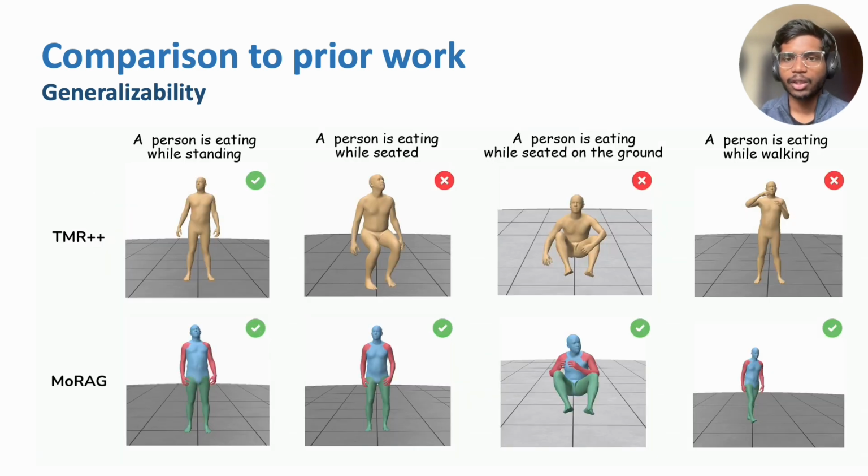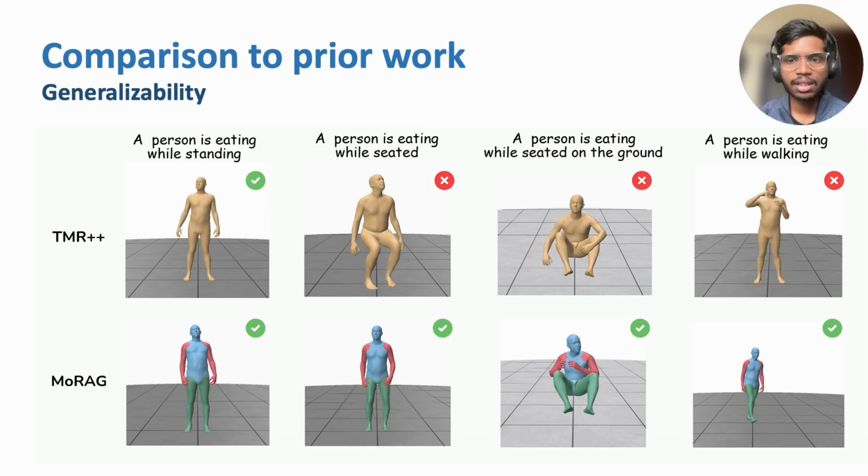We conducted a qualitative analysis comparing the MoRAG approach with TMR++, the state-of-the-art motion retrieval method, across three key aspects: generalizability, zero-shot capability, and diversity. MoRAG leverages part-specific details, providing greater flexibility to capture subtle variations in text descriptions. This enables finer detail representation and more precise motion retrieval, even for complex or unseen text inputs.